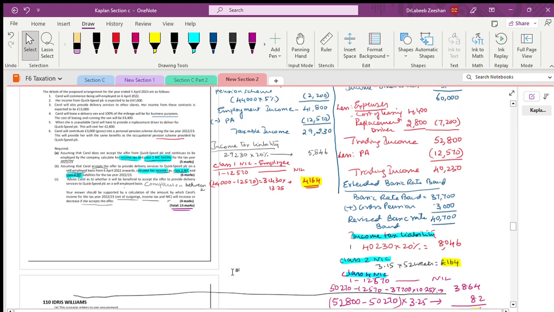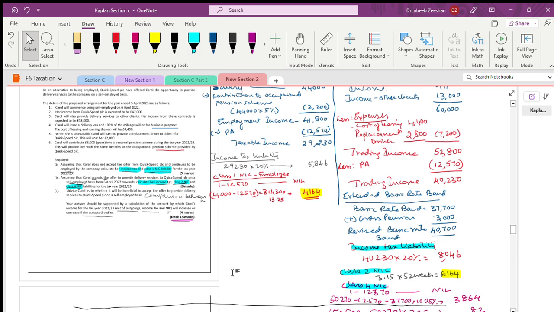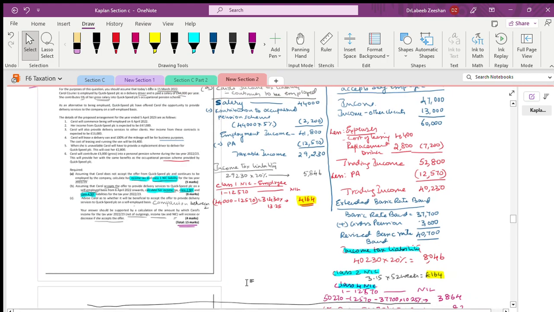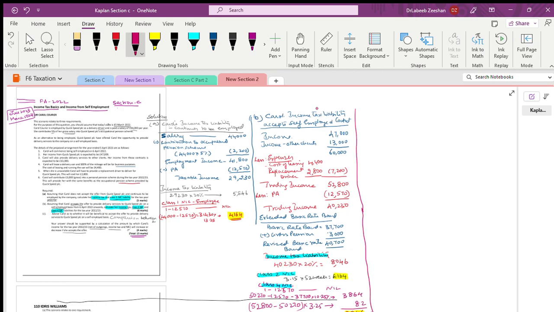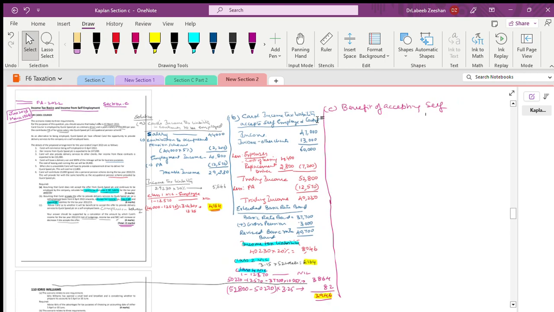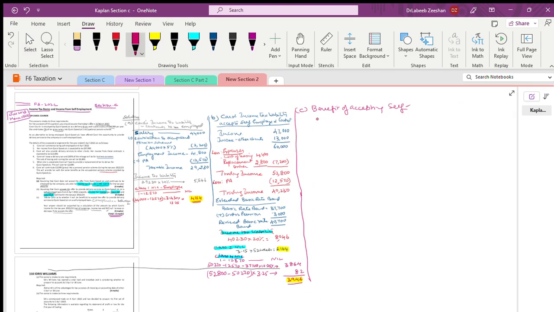What is question number 3? They are asking us to advise Carol as to whether it will be beneficial to accept the offer to provide delivery services. We have to make a comparison. Point C: the benefit of accepting the self-employed contract.